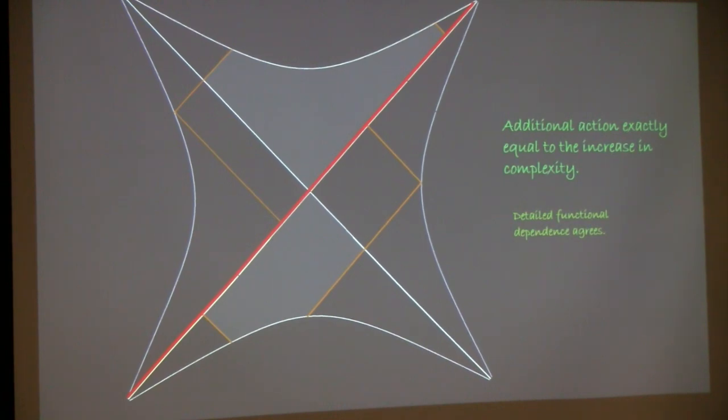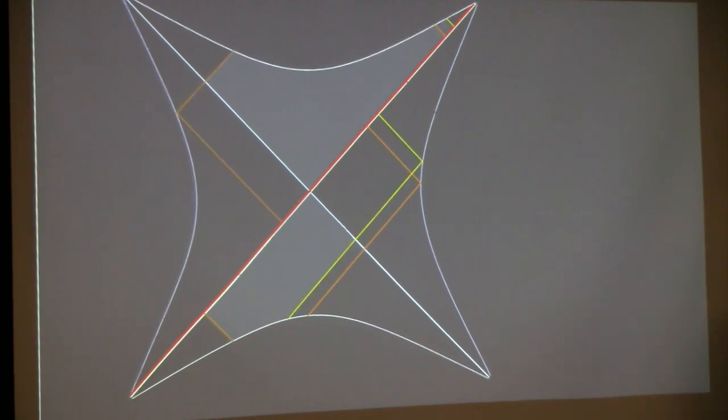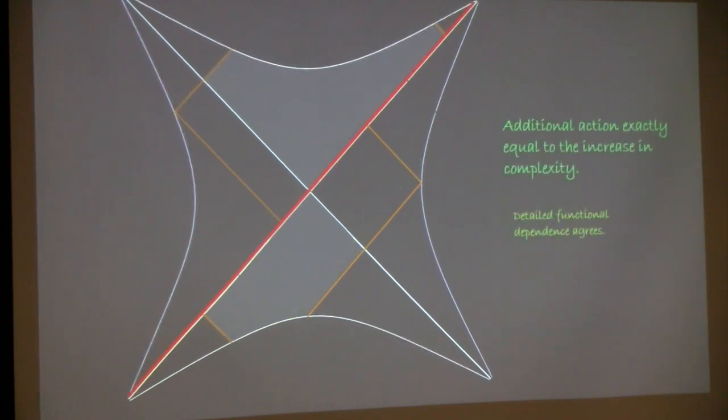That extra volume, if you calculate it, is exactly the expected additional computational complexity. And it's more than just agreement with the formula I wrote down. The detailed functional dependence as a function of time, from the action formulation and from the circuit calculation that Adam showed us how to do, those agree. That's, if anything, the clearest evidence that I know for this conjecture.